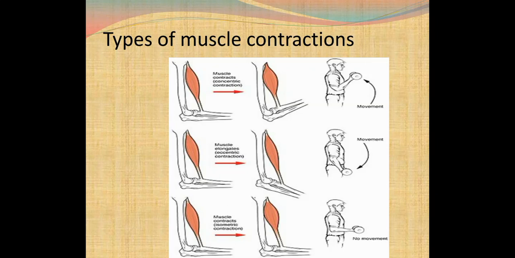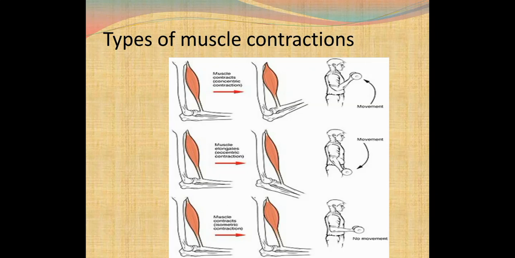And the third type is the isometric contraction of the muscle, in which there is no change in the length of the muscle. As you can see in this picture, when the person is holding the dumbbell at 90 degrees of elbow flexion, there is no lengthening or shortening happening at the biceps muscle. So this is called the isometric contraction of the muscle.